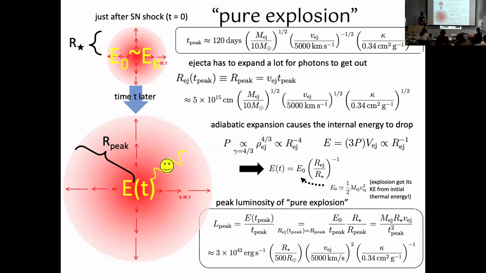I put in these different parameters, and I get this nice expression over here where the peak luminosity is the ejecta mass times the initial star's radius times the ejecta speed divided by T peak squared. And anyways, if I put in the values, I get a number which is a few 10 to the 42 ergs per second for a typical type 2 progenitor of 500 solar radii. And so this is remarkably similar to the plateau luminosity of a type 2, okay? So roughly speaking, we get the right duration and right luminosity for a plateau, okay?